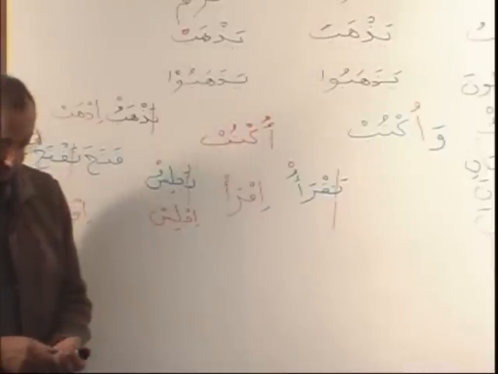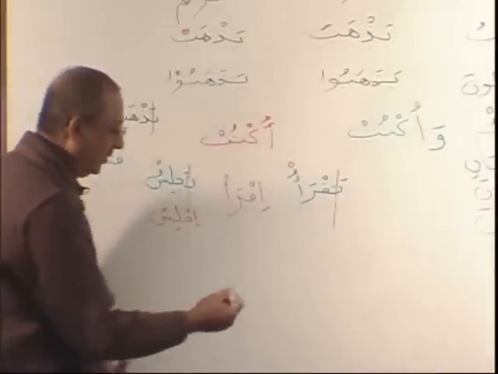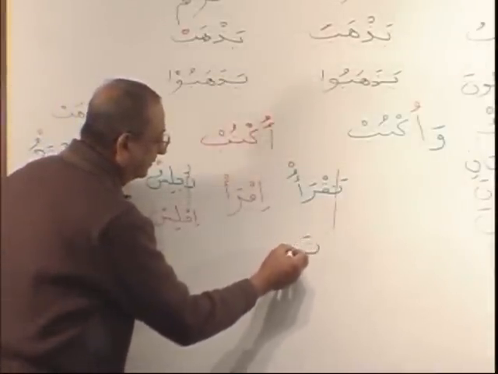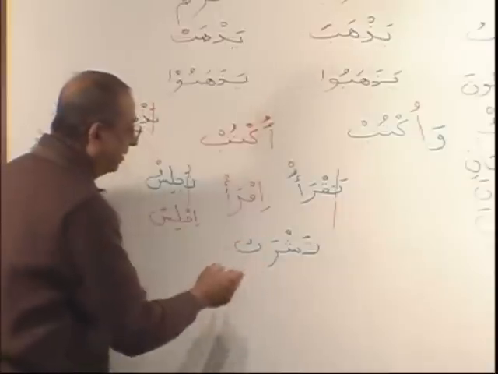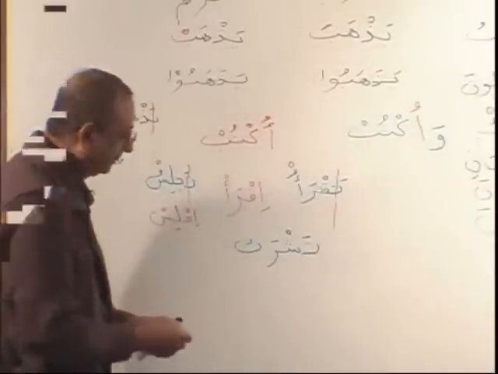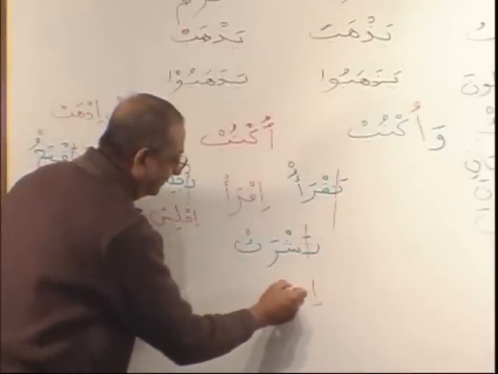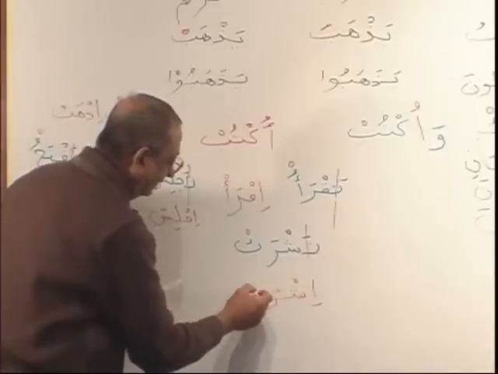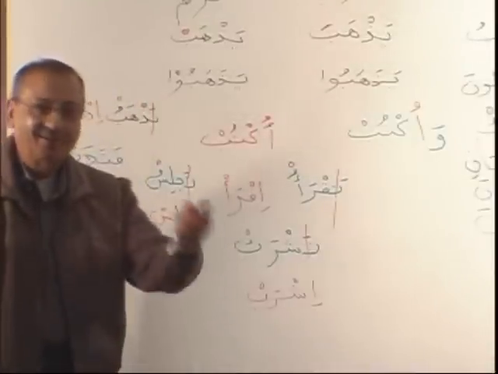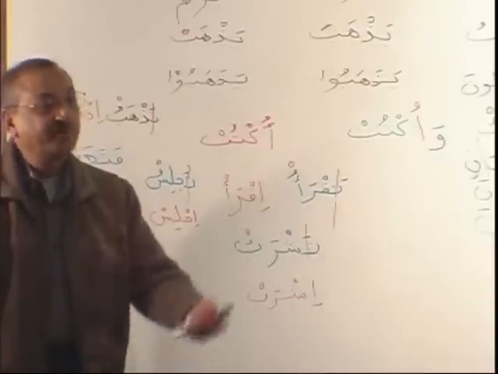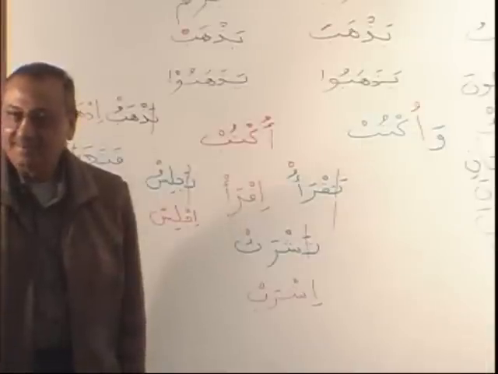Now we come to another nice word, the last word, brother, sister. Shariba. What is the mudari'? Yashrabu. So from yashrabu, we get tashrabu, and then the amar. Ishrab, ya akhi. Drink, O my brother. Ishrab ash-shaay, ya akhi. Drink the tea, O my brother. Are you with me?